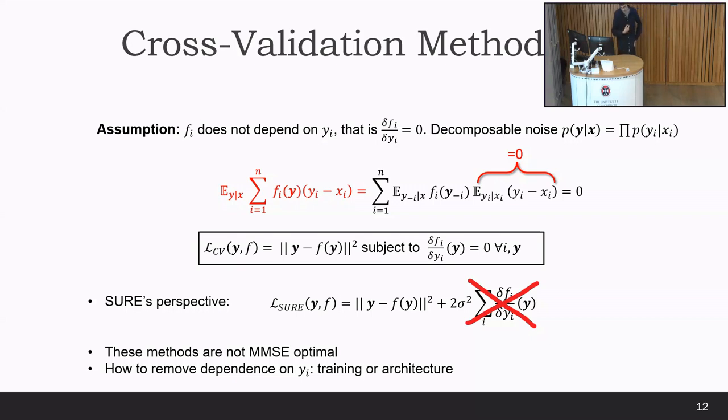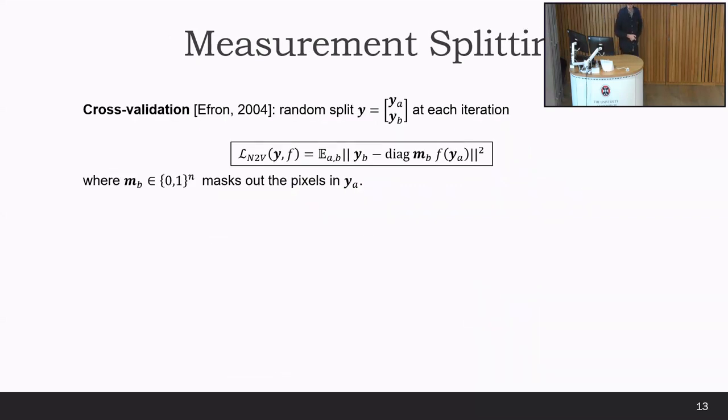And there are different ways of implementing this in practice, because it's not obvious how to force this derivative to be 0. Let me explain this in more detail. The first way to do this in practice is what's called measurement splitting. The idea is that if I have my image, I can divide it into 2 parts, YA and YB, at each training iteration, and I will put one split inside the network, and I will ask it to predict the other split.